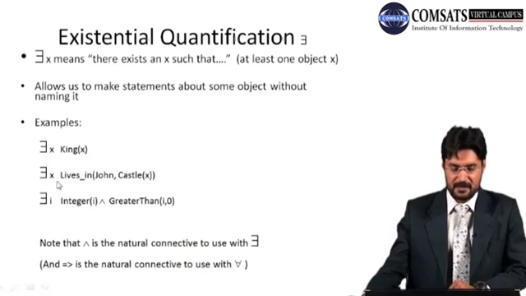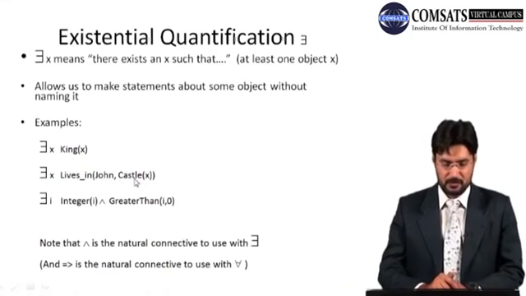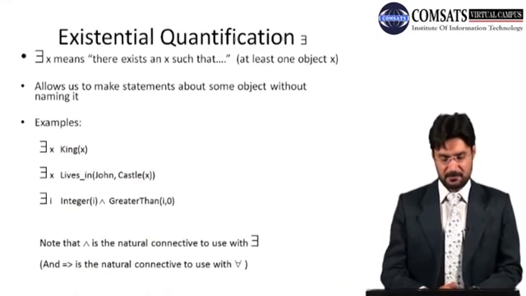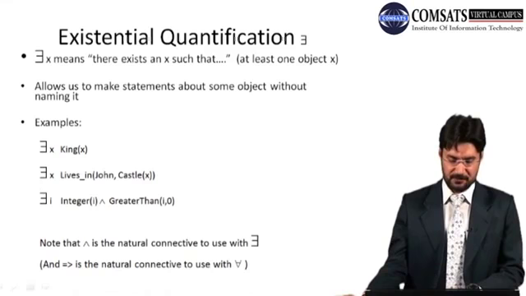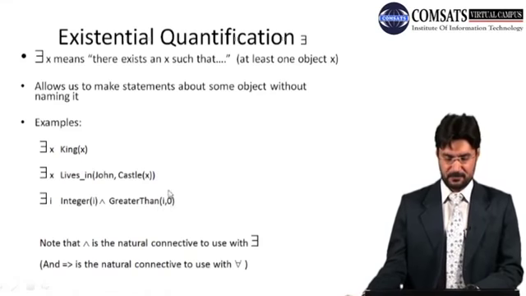There exists x, LivesIn(x, Castle). So if there is a person, John, who lives in a castle, then John can also live in the castle. In the case of integers, there exist integers that are greater than 0. So for sure there exists some.